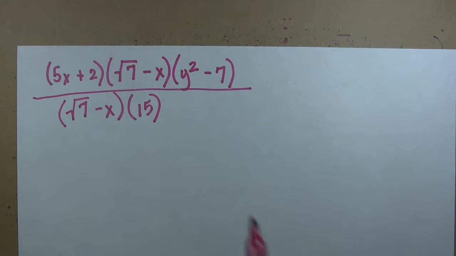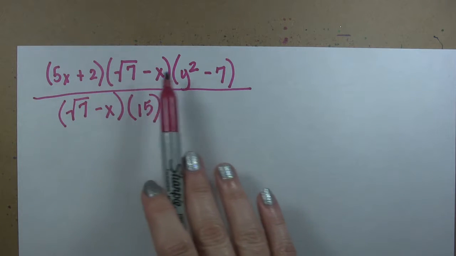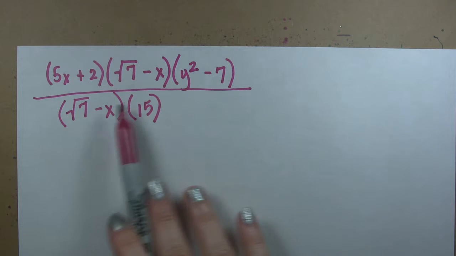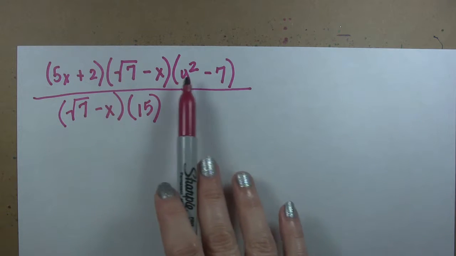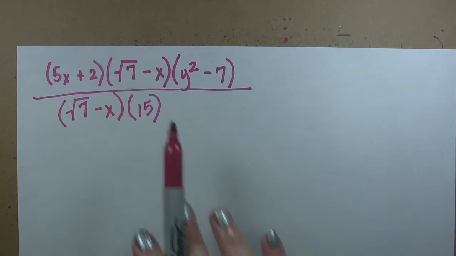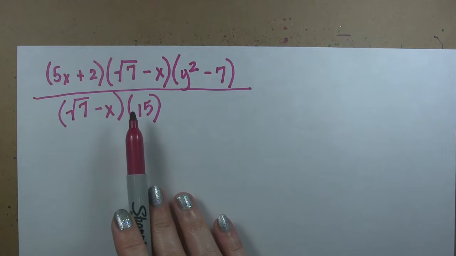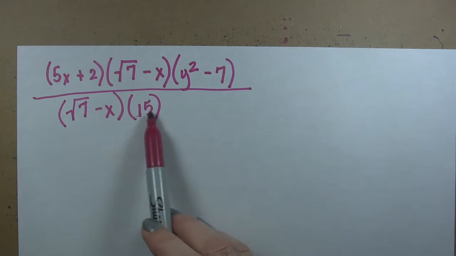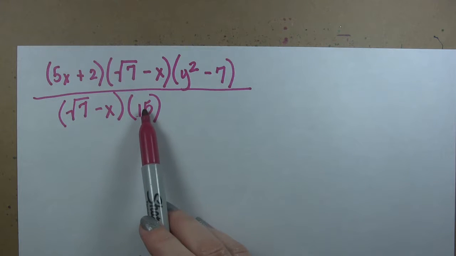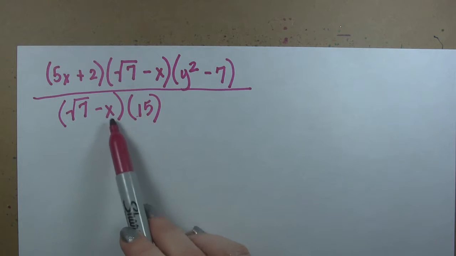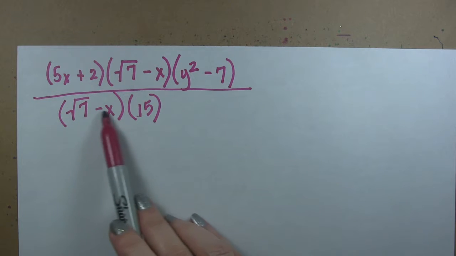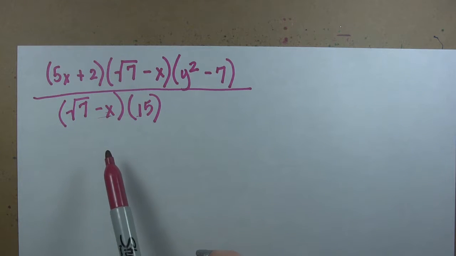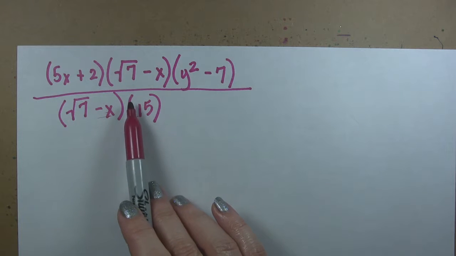Okay? Now notice that we have all these different terms. They're all in parentheses, and they're all multiplied together. I could rewrite this denominator and leave the parentheses off this 15, and you would still know that the 15 is being multiplied by this term, the square root of 7 minus x. But let's just go with this right now.